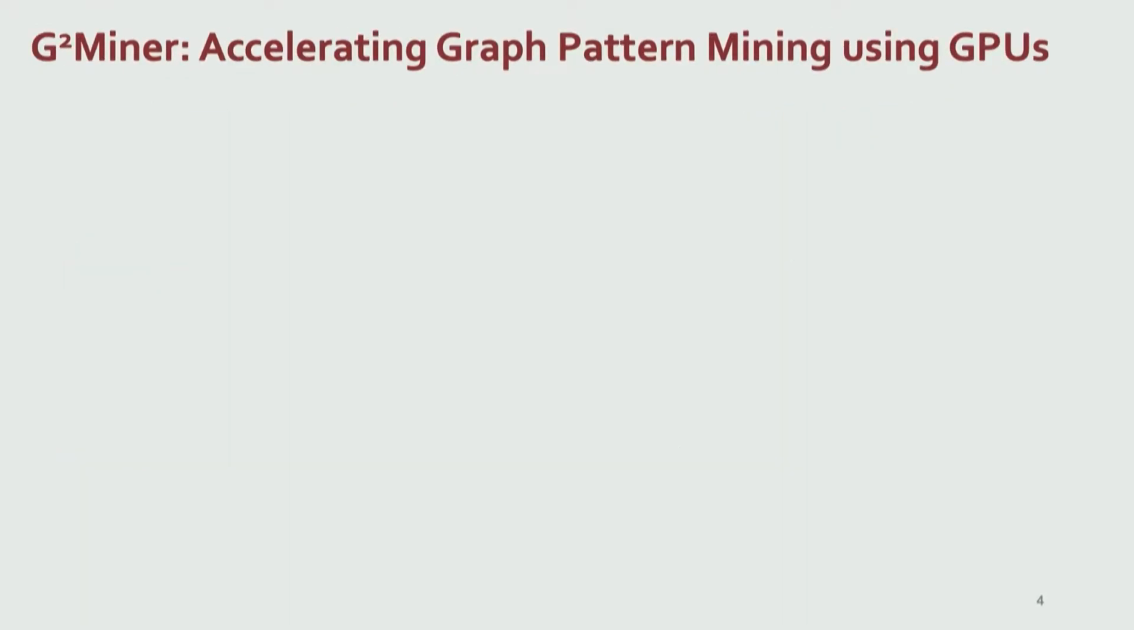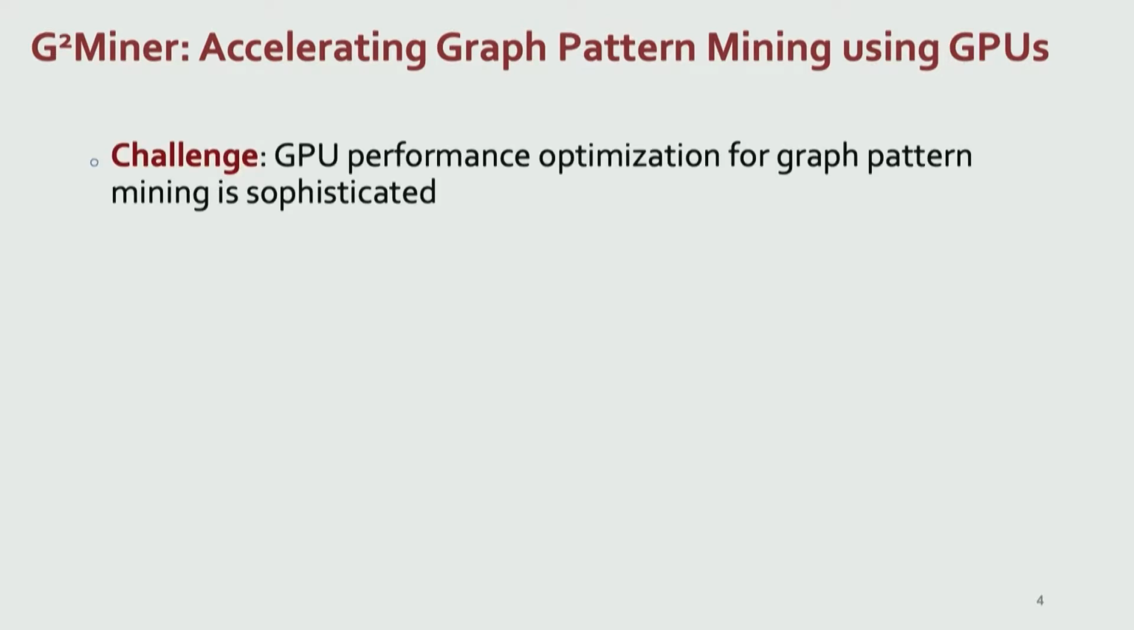Despite its wide adoption, graph pattern mining is extremely compute intensive, which usually runs for hours or even days on the high-end CPUs. And in this work, we built the G2Miner system that leverages GPUs to speed up the graph pattern mining algorithms. So the key challenge here is that the GPU performance optimization for graph pattern mining is very sophisticated due to multiple reasons.